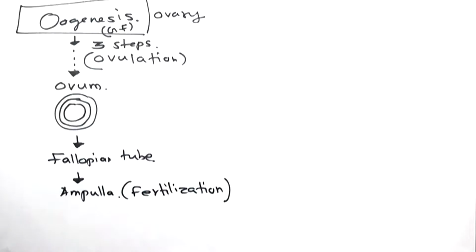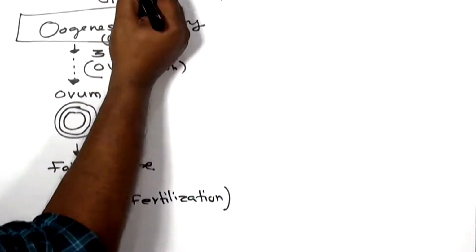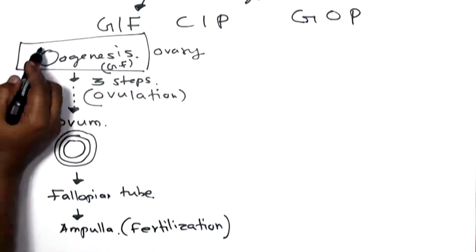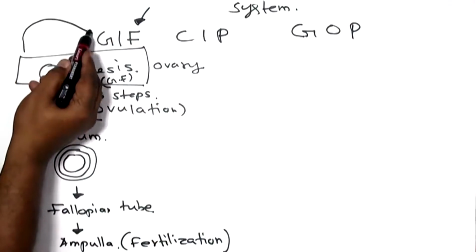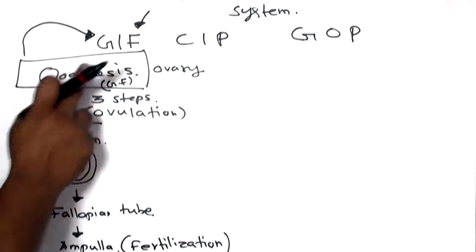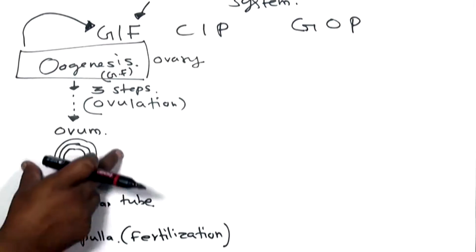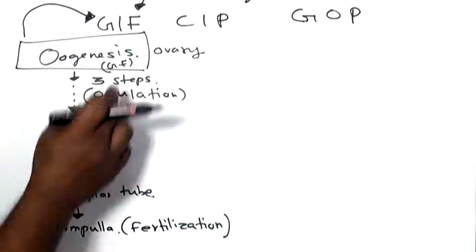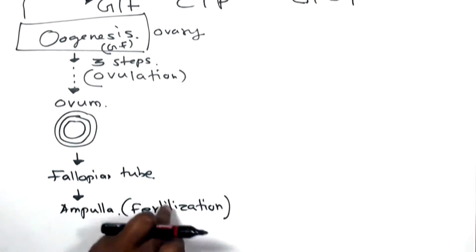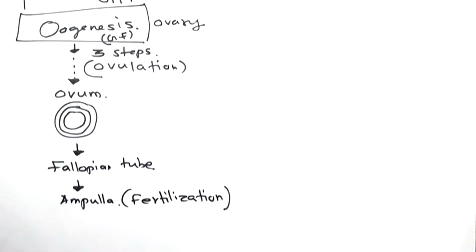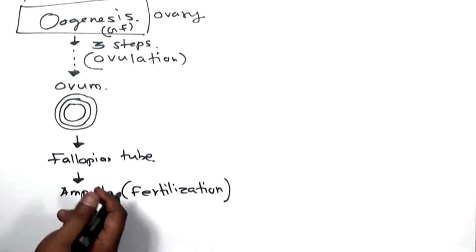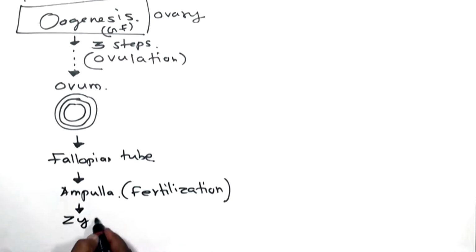So that means the fusion of male and female gametes takes place. This process is what we call gametogenesis, that is oogenesis. Insemination is release. That means it's coming out through the fallopian tube, and finally they are meeting at a point called the ampulla, where they normally get fertilized. Once it is fertilized, it will be turned into a zygote.